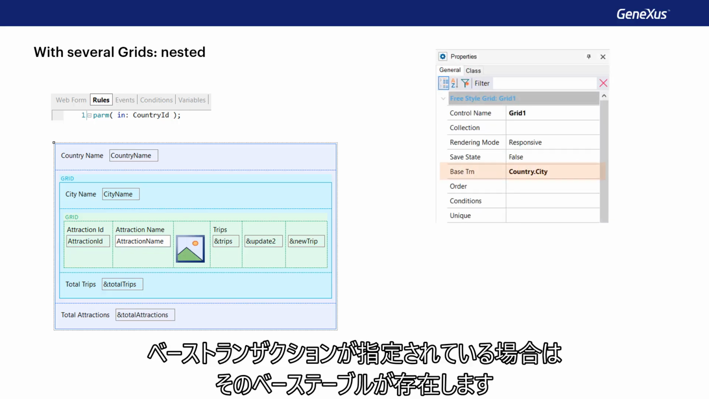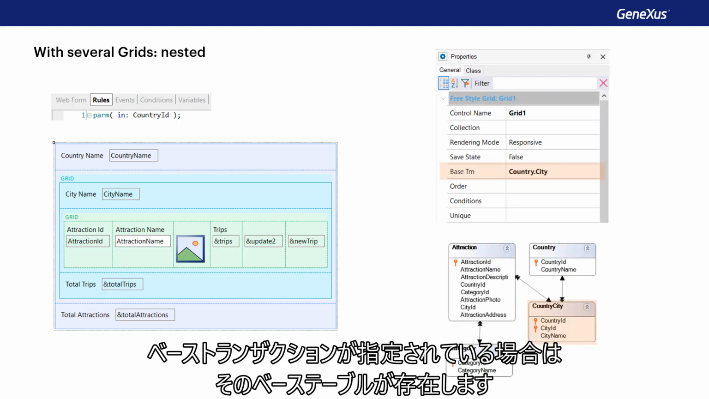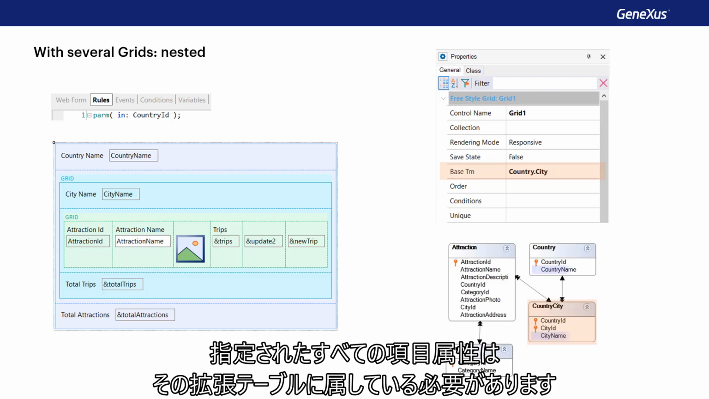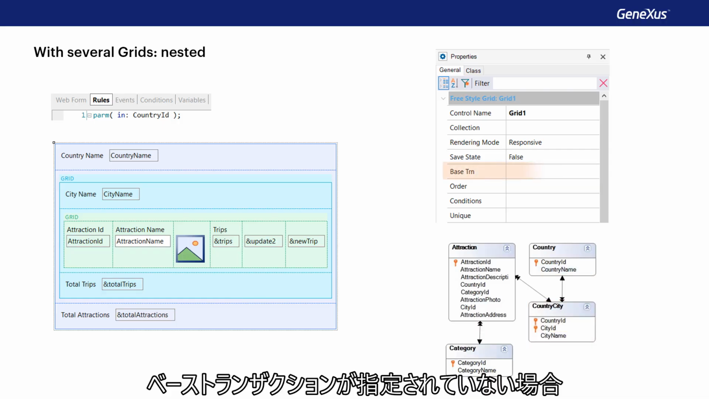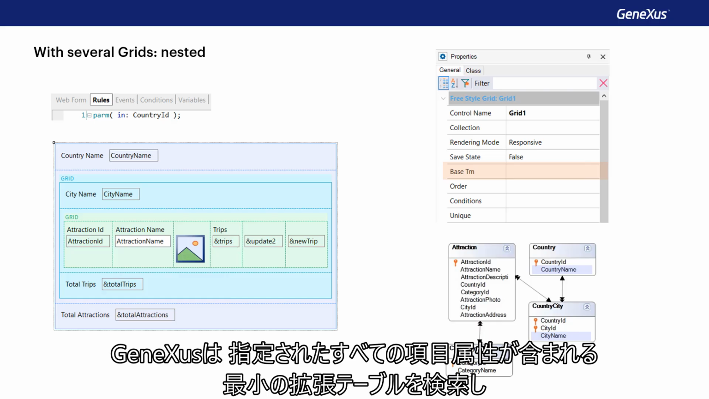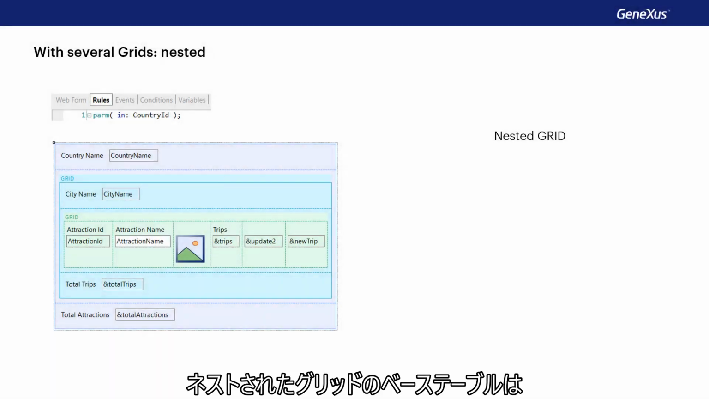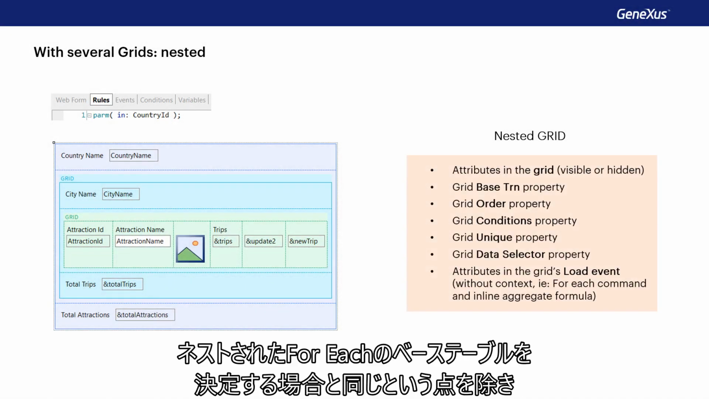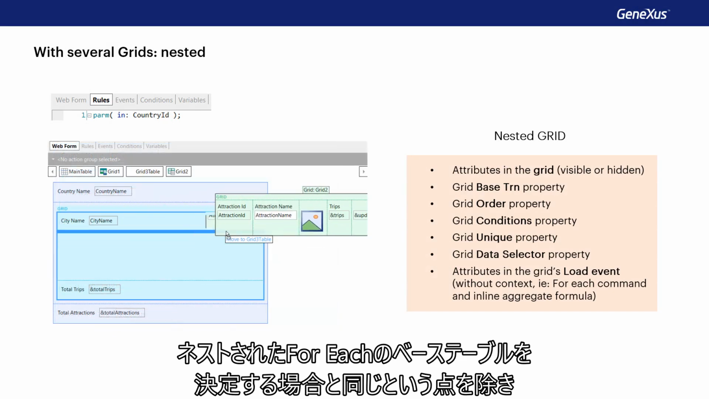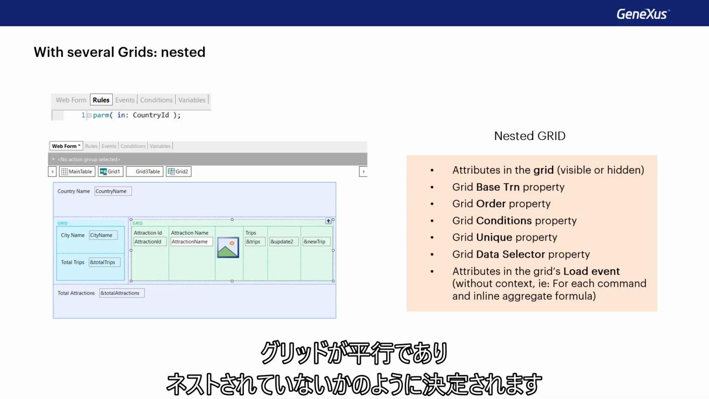When a base transaction has been specified, it'll have that base table, and all the attributes mentioned will have to belong to its extended table. If no base transaction has been specified, then GeneXus will find the minimum extended table containing all the attributes mentioned, and it will then select its base table as the grid's base table. The base table of the nested grid is determined as if the grid were parallel and not nested, except that it'll be the same as for determining the base table of a nested for each.